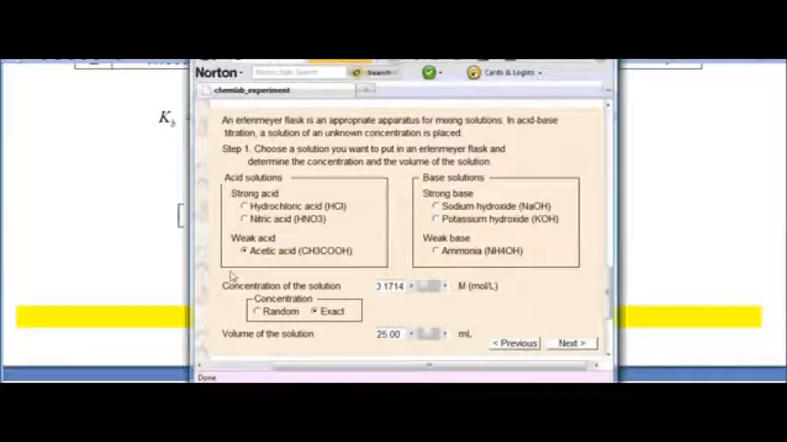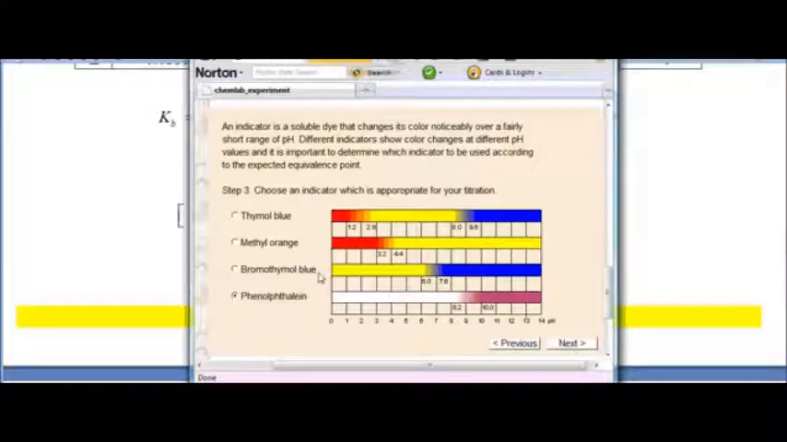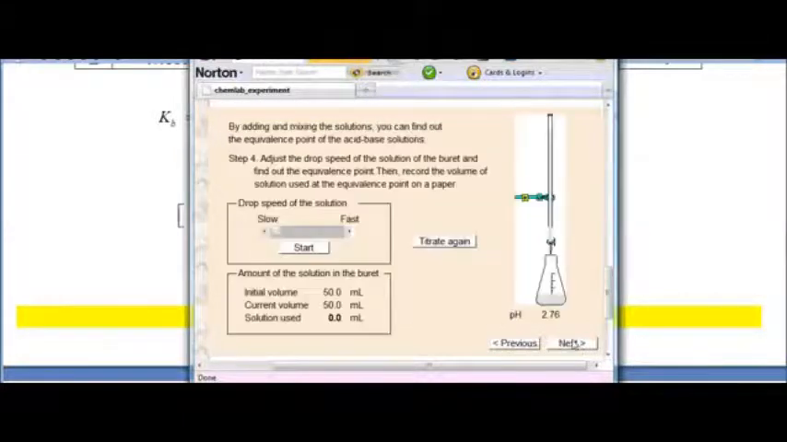In this demo, I've got acetic acid, and I've got my concentration and an exact amount here. And then I'm going to use my sodium hydroxide, which has a concentration of 0.2 and 50 milliliters. Then we need to use an appropriate indicator, but since we want our pH at the equivalence point to be something else, the indicator really doesn't have any bearing on what we're doing at this moment, so we'll pass on that for a moment.